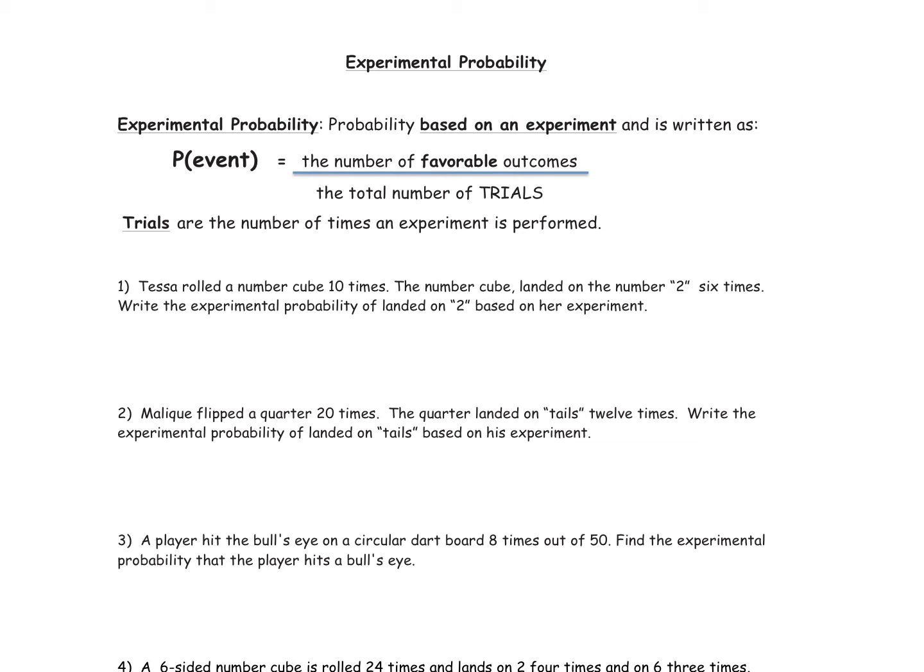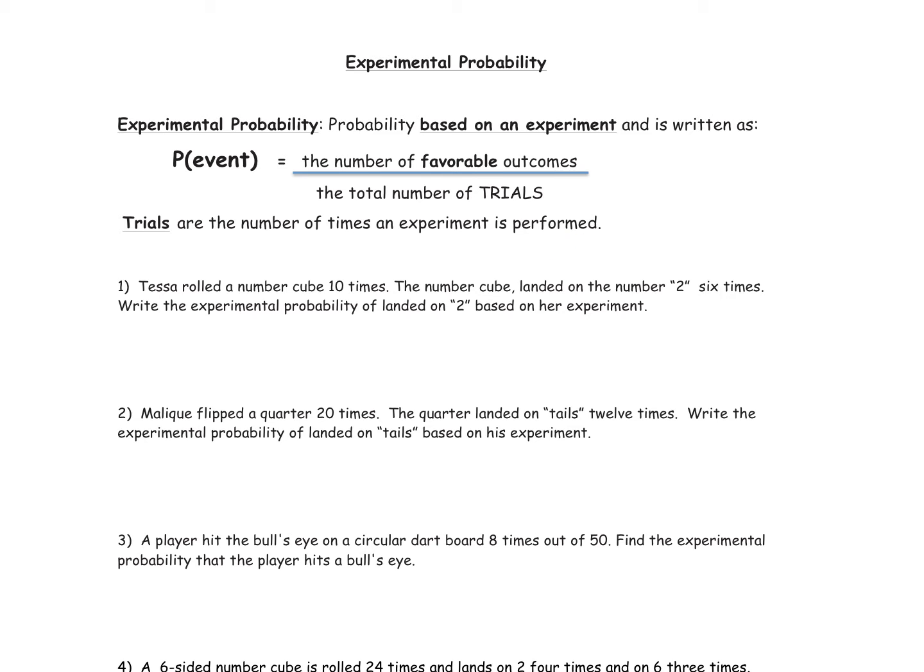Hello, today we're going to discuss experimental probability. Experimental probability is probability based on an experiment and is written like this. So probability of event, just like we do with theoretical probability, is the number of favorable outcomes like we see in theoretical, but instead of being the total number of outcomes, it's based on the total number of trials. And trials are the number of times an experiment is performed.